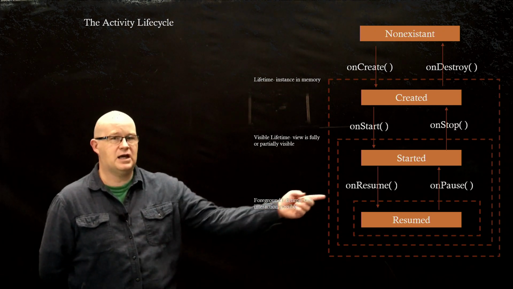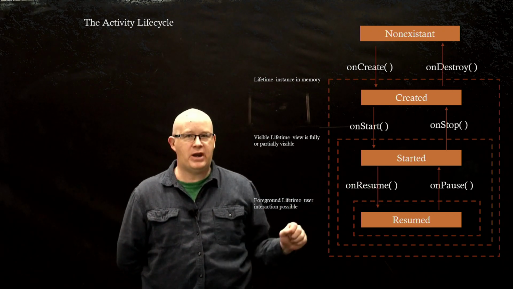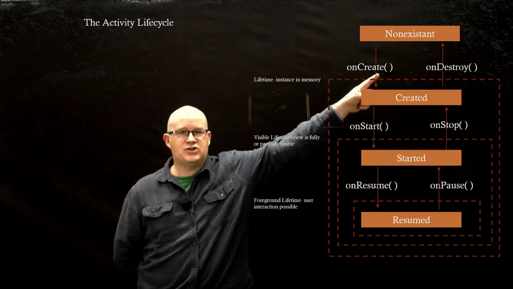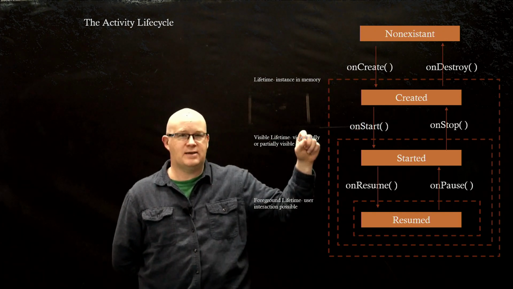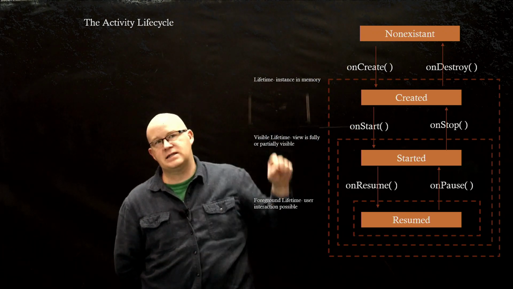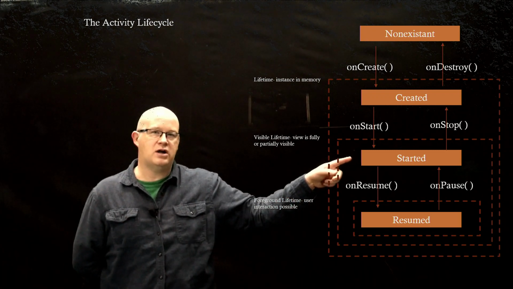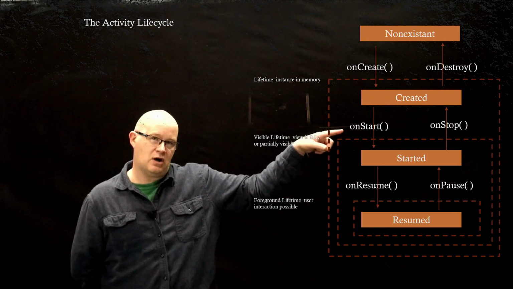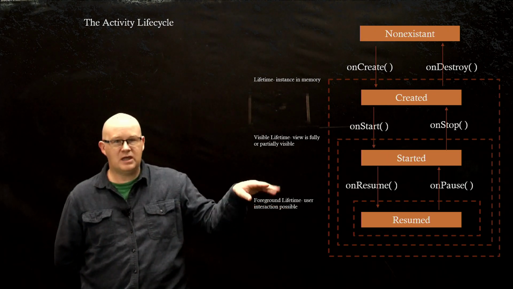Now to get back, the names are different, but they're kind of paired together. So let's start up here. Kind of the opposite of creating something is destroying something. So if I want to go from the created state back to non-existent, we call onDestroy. If I want to get from the started state to the created state, instead of starting, we stop. Feels like opposites. And instead of resuming something, we pause something.